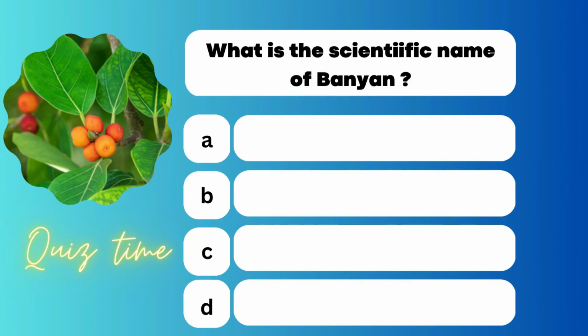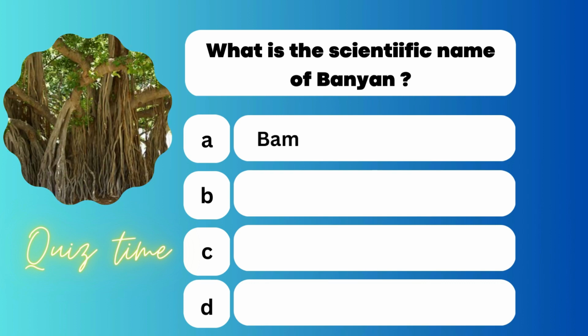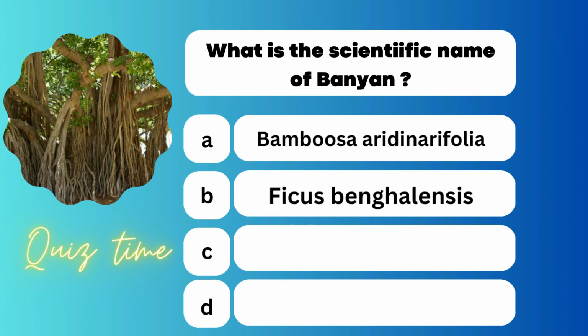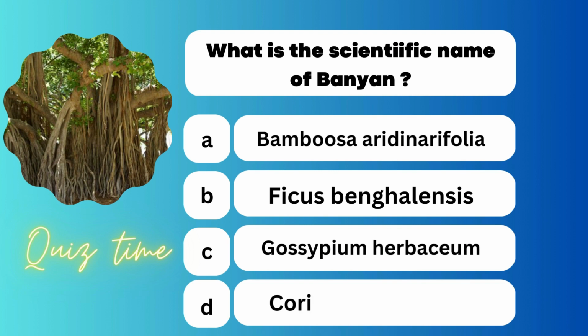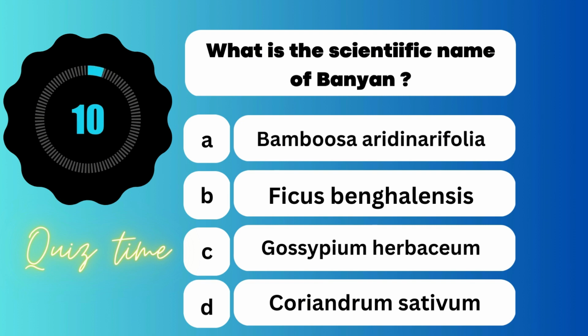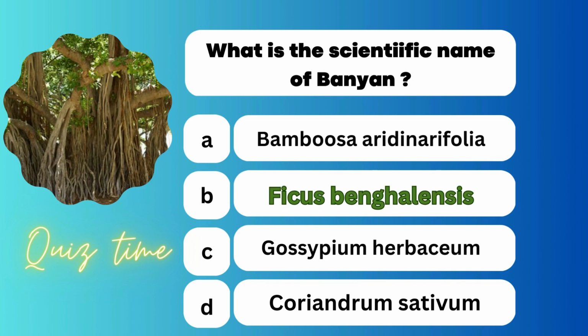What is the scientific name of banyan? A. Bambusa ordinarifolium. B. Ficus bengalensis. C. Gossypium herbaceum. D. Coriandrum sativum. The answer is B. Ficus bengalensis.